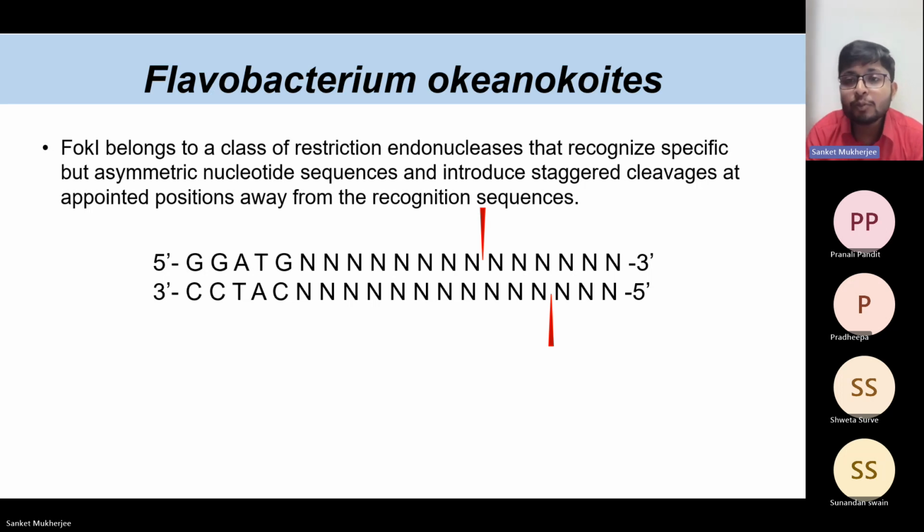The type 2P restriction enzymes usually have a palindromic recognition sequence, and they usually cleave within their recognition sequence, whereas in type 2S, S stands for shifted. Essentially, the recognition site and cleavage site are a little bit farther from each other. In this case, this is the recognition site, GGATG, of FOC1, and it cleaves 9 to 13 bases away from its recognition site. So that's the idea. We'll see how this enzyme works.